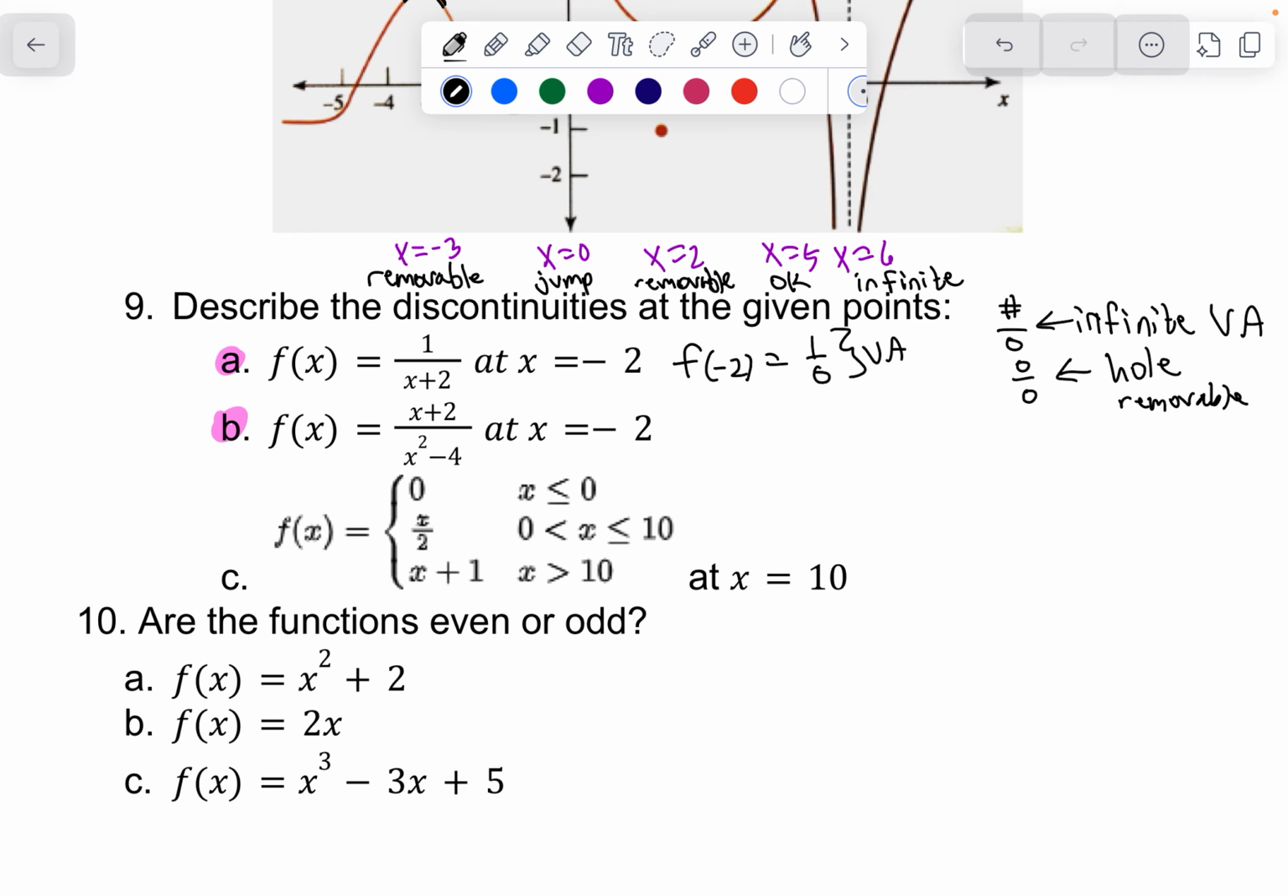Now, if you don't believe me, go and plug the function f of x equals 1 over x plus 2 into Desmos. Zoom in at the point x equals -2. You're going to hit a vertical asymptote. Let's take a look at B. For B, if I plug -2 into this function, I get 0 over 0. I have just found a hole in the graph.